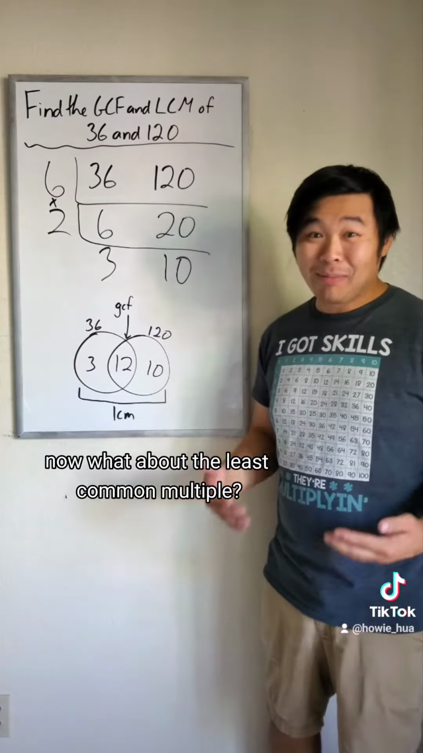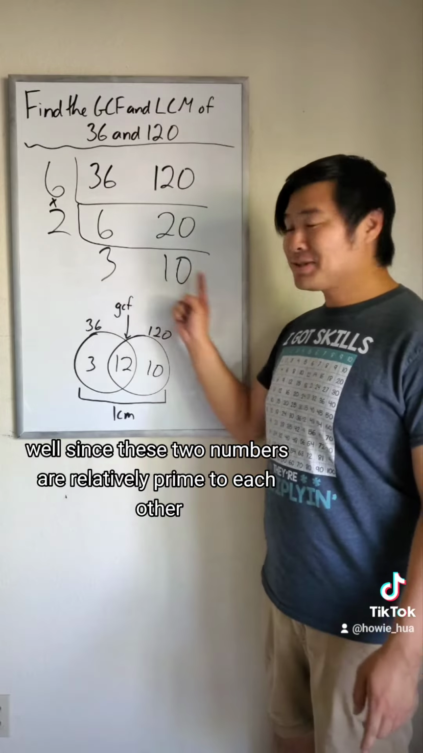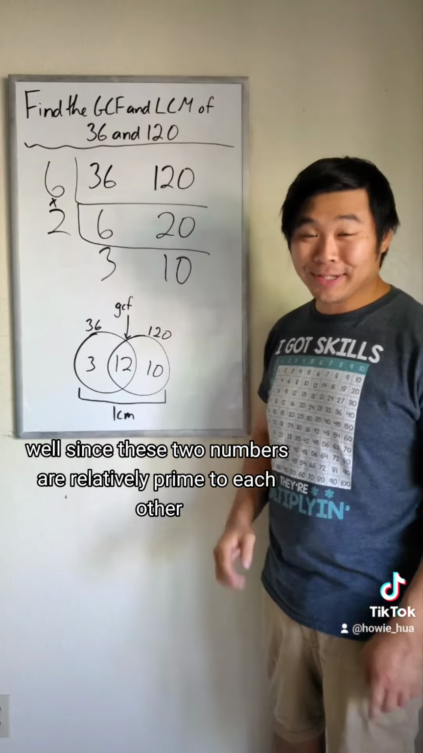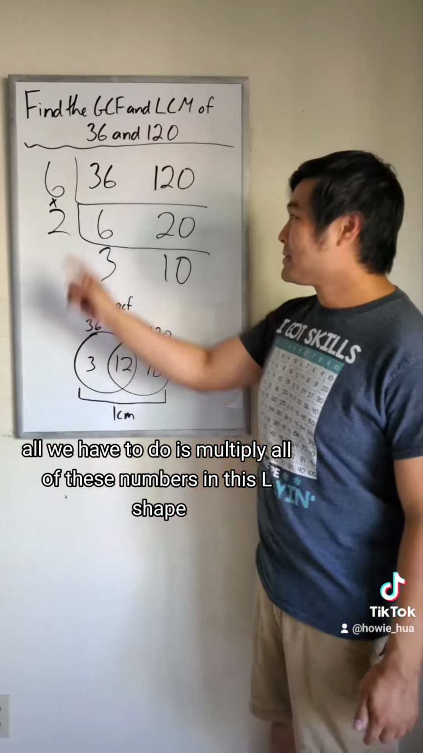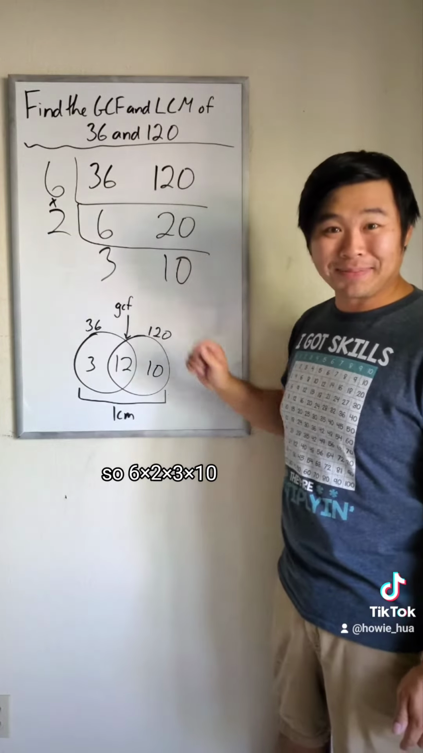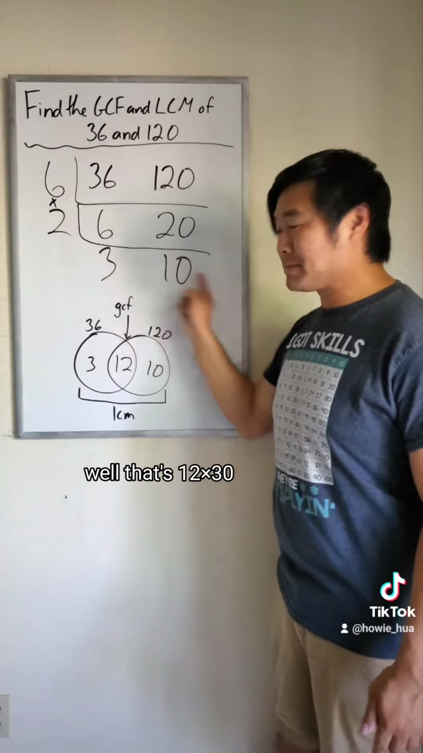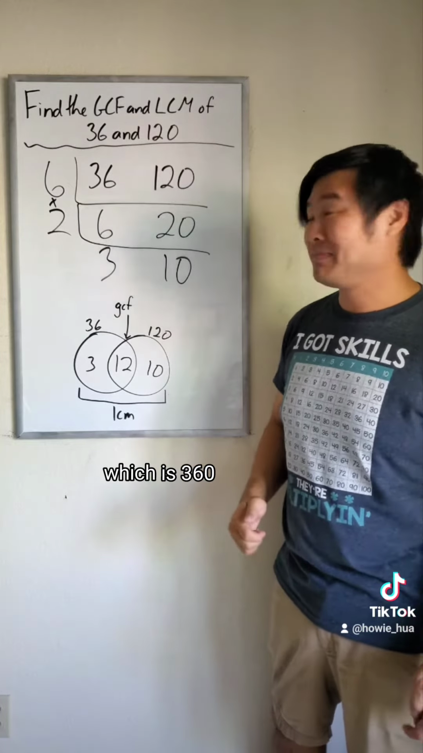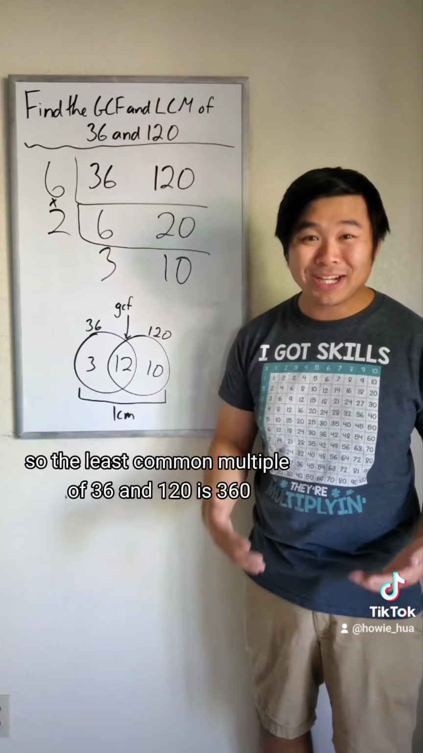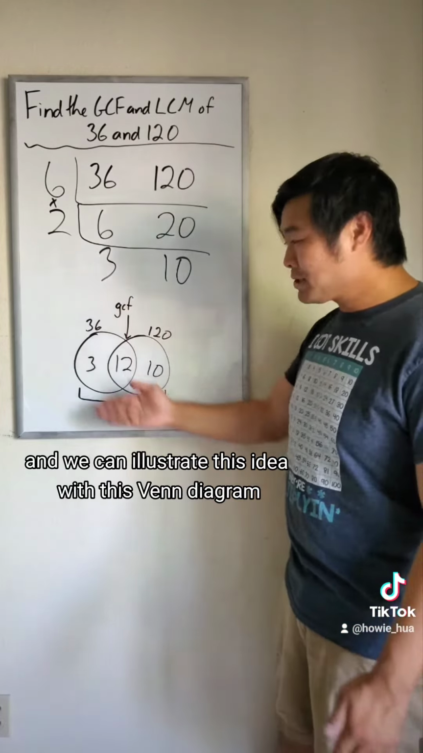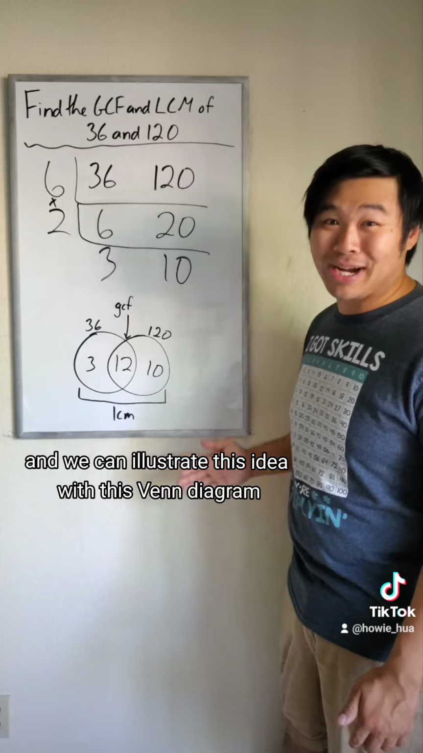Now, what about the least common multiple? Well, since these two numbers are relatively prime to each other, all we have to do is multiply all of these numbers in this L shape. So 6 times 2 times 3 times 10. Well, that's 12 times 30, which is 360. So the least common multiple of 36 and 120 is 360. And we can illustrate this idea with this Venn diagram.